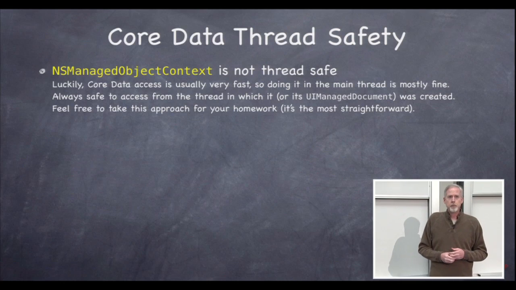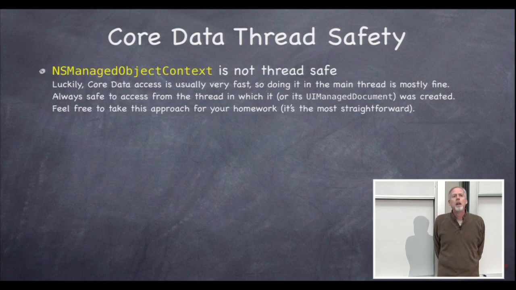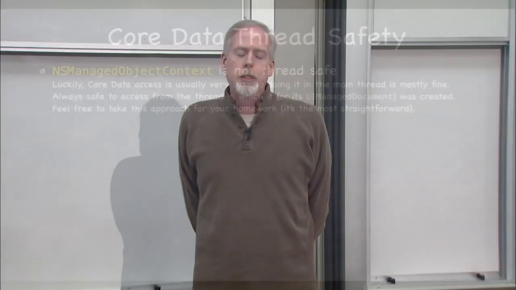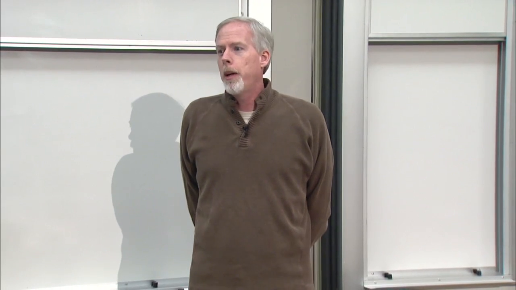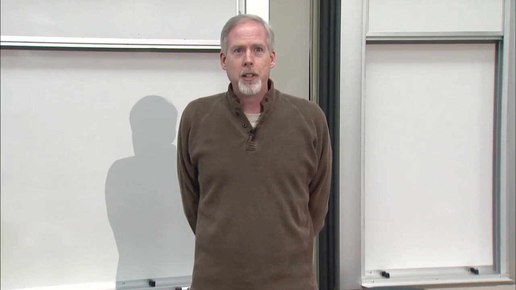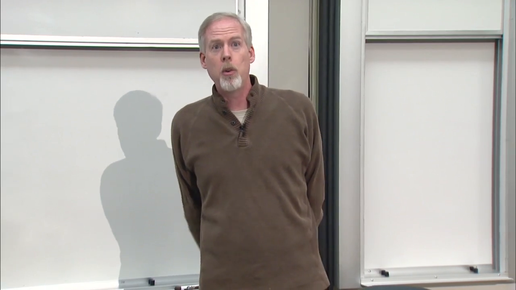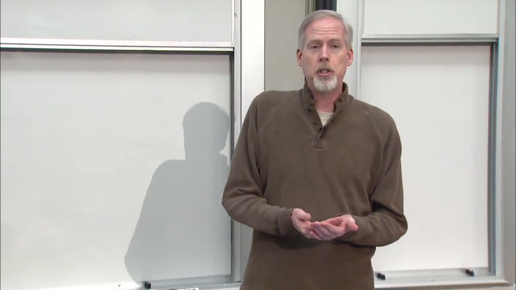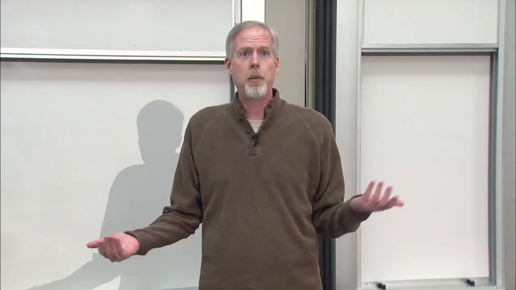Question? When you say it's thread safe, does that just mean that it's atomic and it locks, or is there a difference? So the question is, what do I mean by thread safe? What I mean by thread safe is your program will probably crash if you access the same managed object context instance in multiple threads, or even if you access that instance in a different thread than it was created. The data will be wonky and it will crash, because it's not designed to work that way.